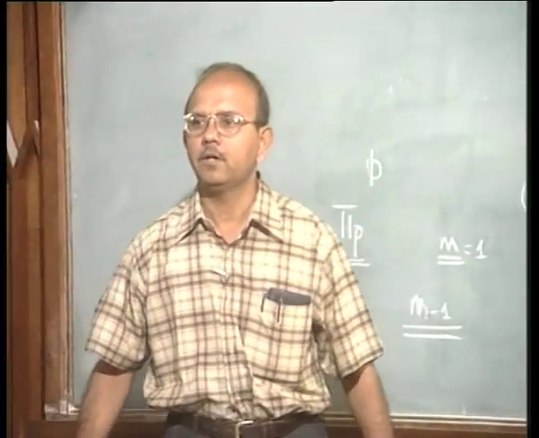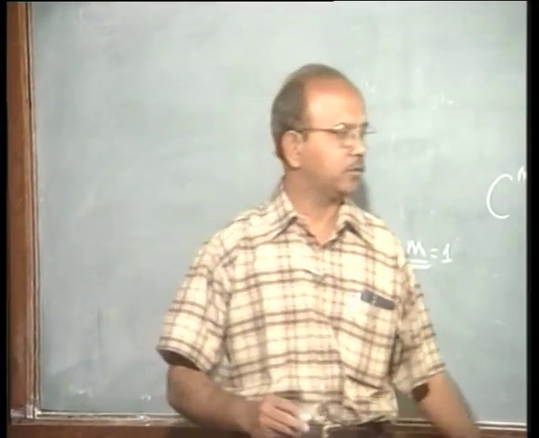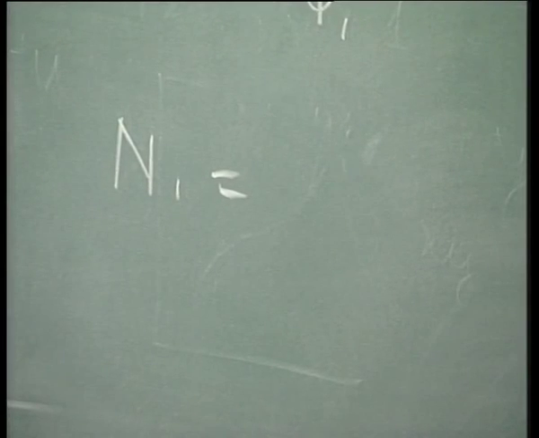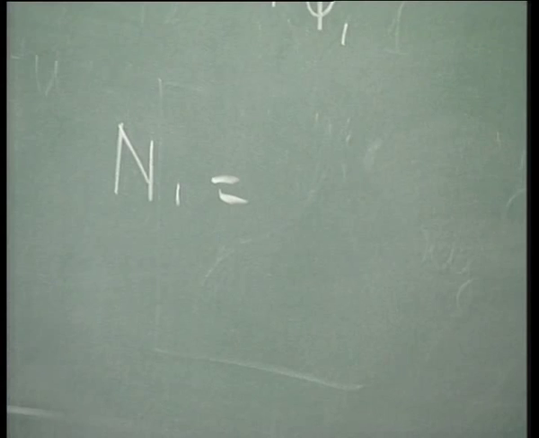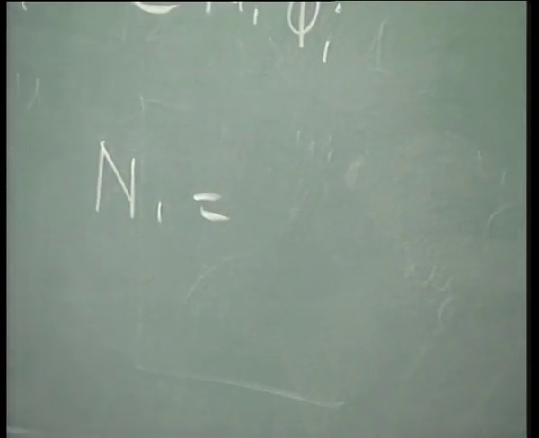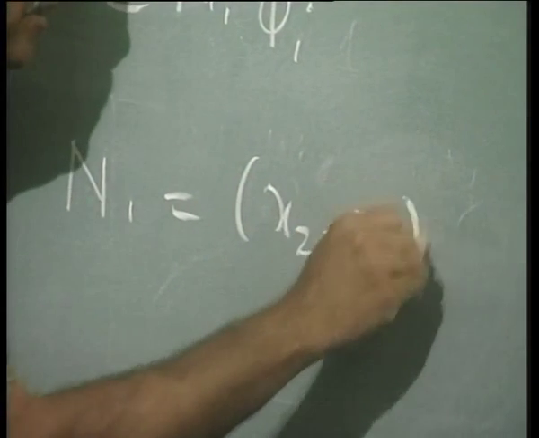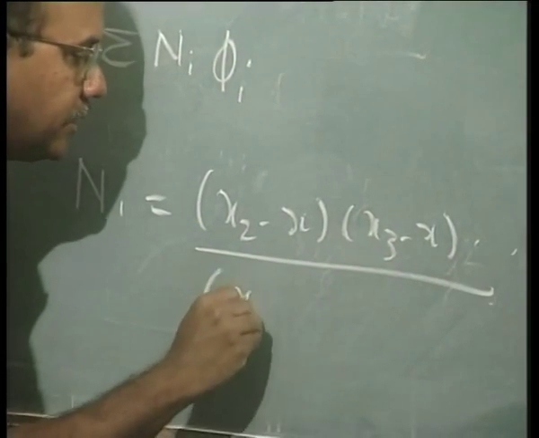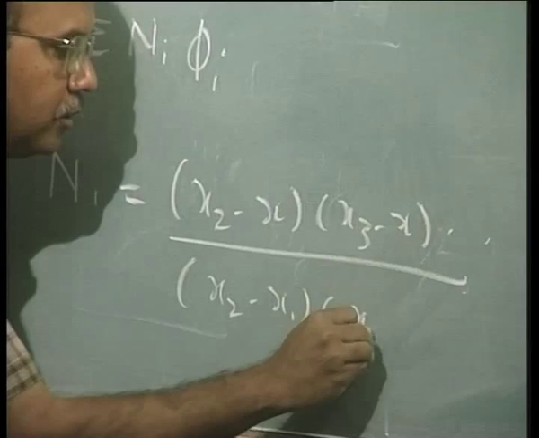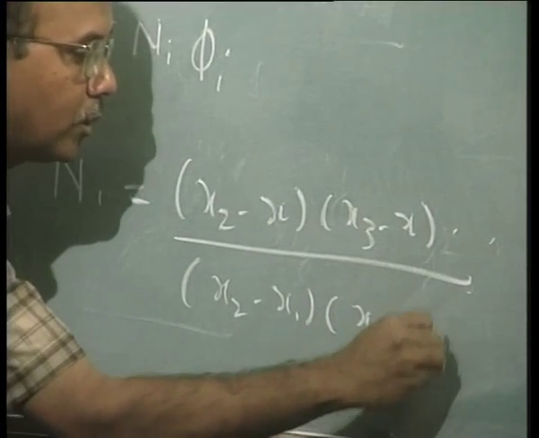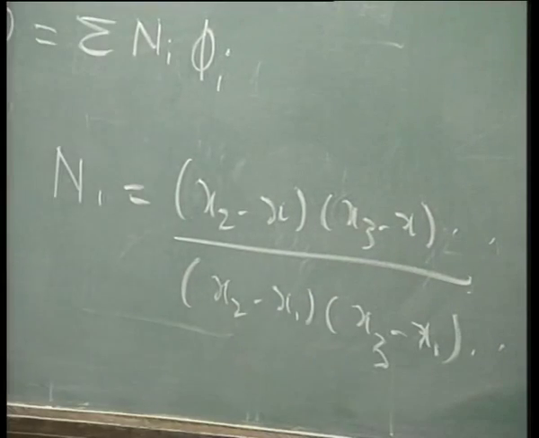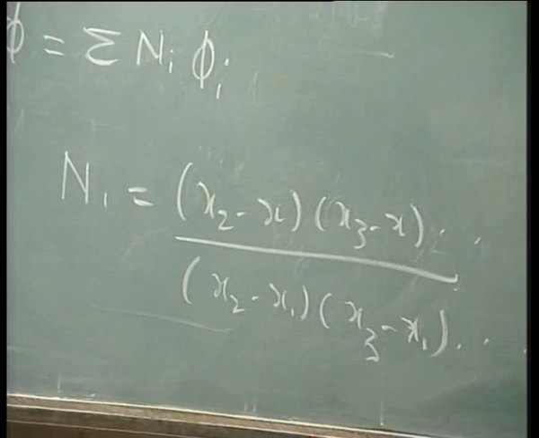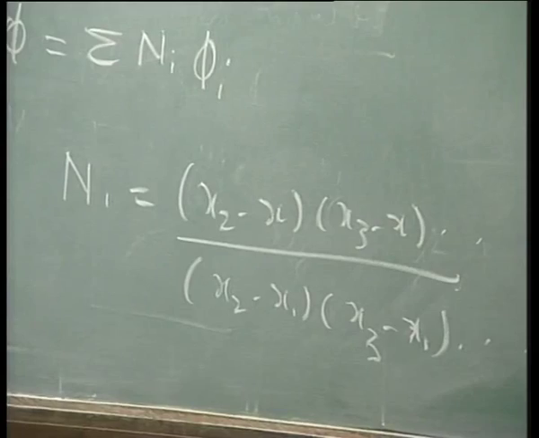Do you remember how you write down? Say N1 is equal to what? x2 minus x, correct, that is it. So, x2 minus x into, say, x3 minus x and so on, divided by, say, x2 minus x1 into x3 minus x1 and so on. Is that clear? Okay, that is N1.